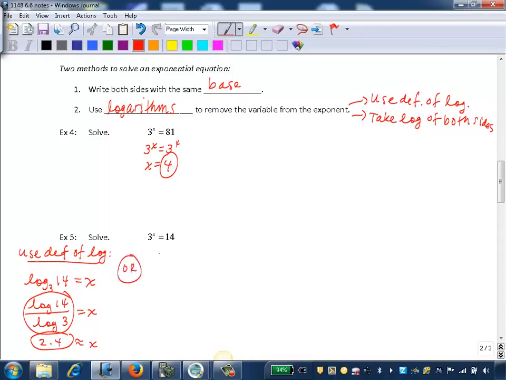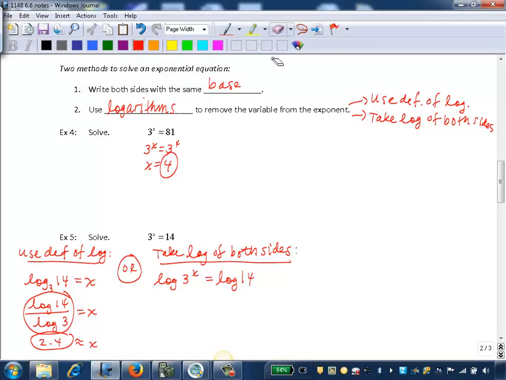Okay, so another way to use logarithms is to take the log of both sides. If we want to use this method, we know that if we have an equation, we are allowed to take the log of both sides and maintain that equality. So I could take log or natural log of both sides, so log of 3 to the x power is equal to log of 14.